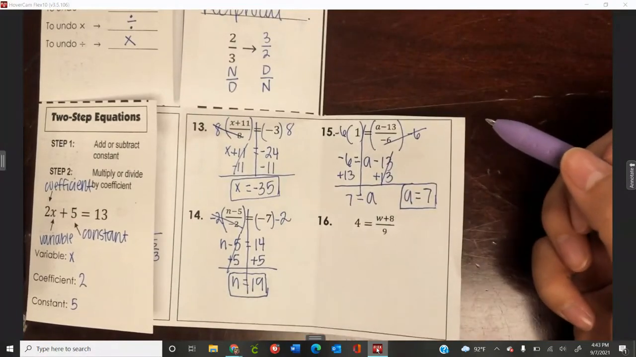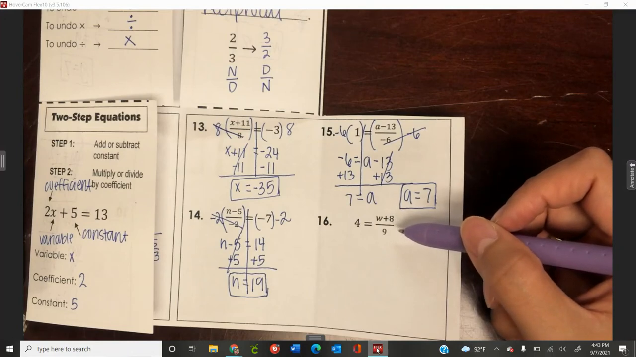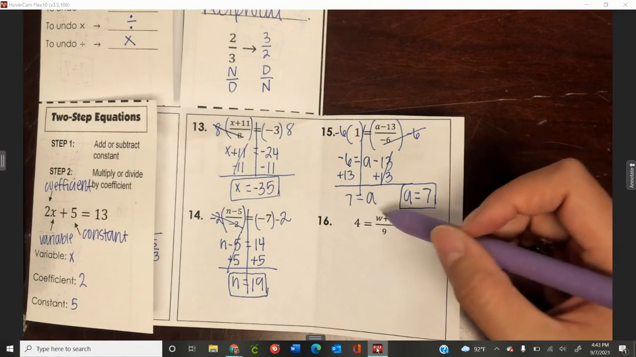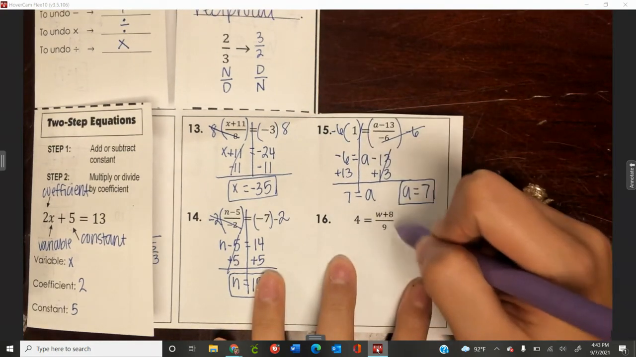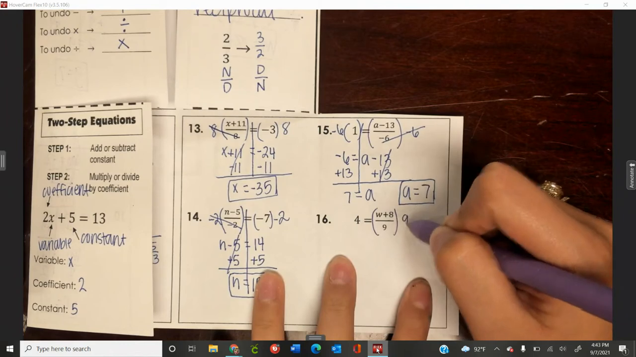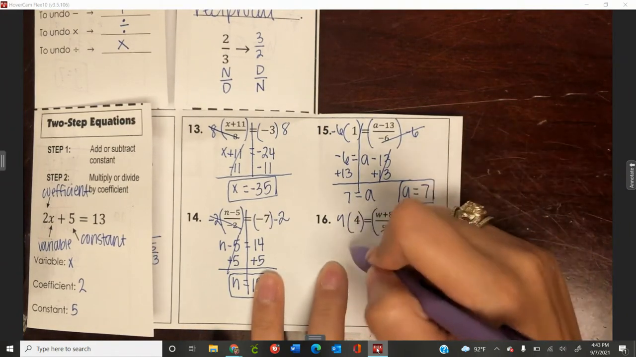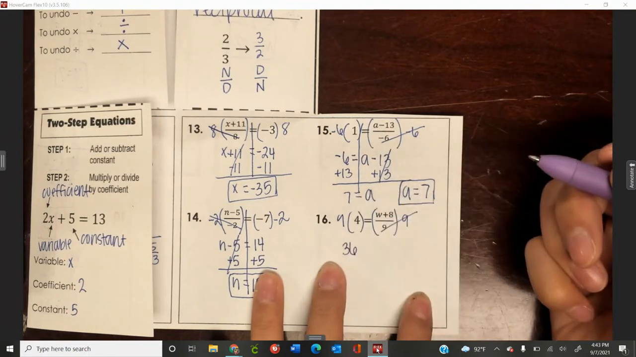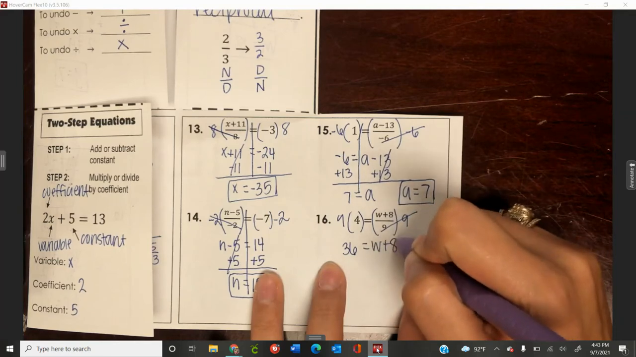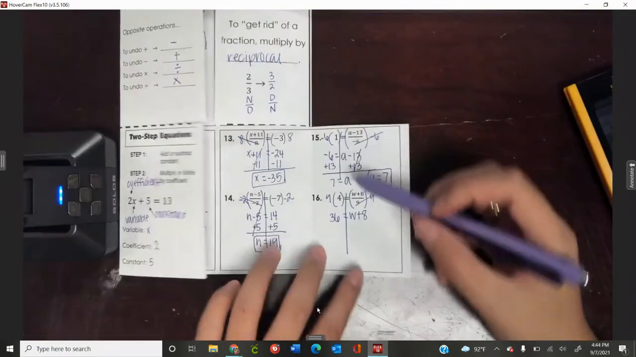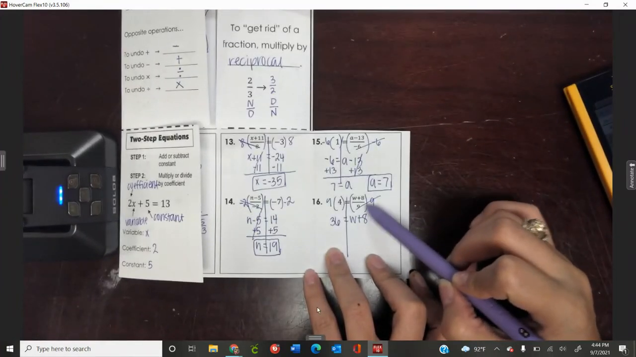Okay, last one, number 16. We have 4 equals w plus 8 divided by 9. Now again, before you can move anything over, you have to take care of this division. So we're going to multiply by our denominator of 9 on both sides. This cancels out. 9 times 4 equals 36. And 36 equals, since this canceled out, we're left with w plus 8. Okay, so we have 36 equals w plus 8. Remember, this 9 cancels this out.